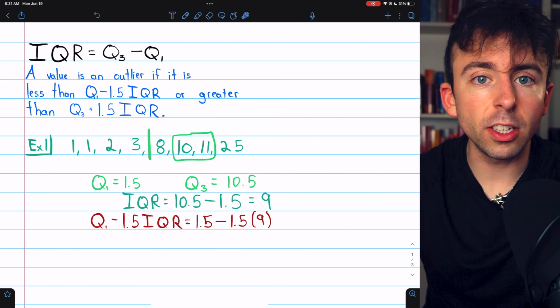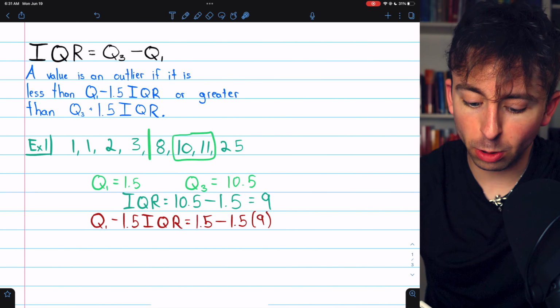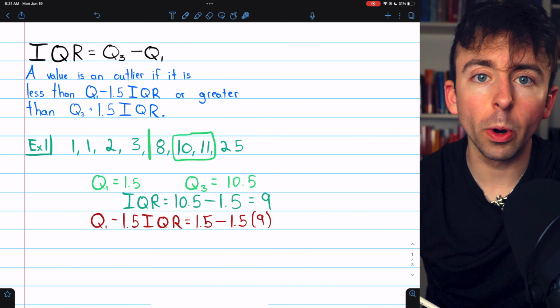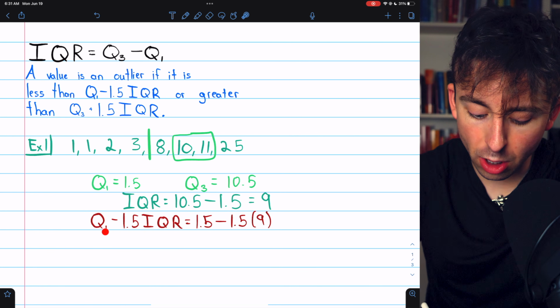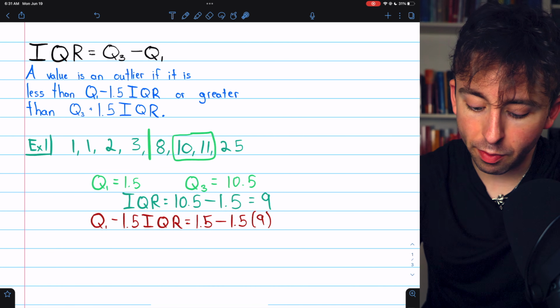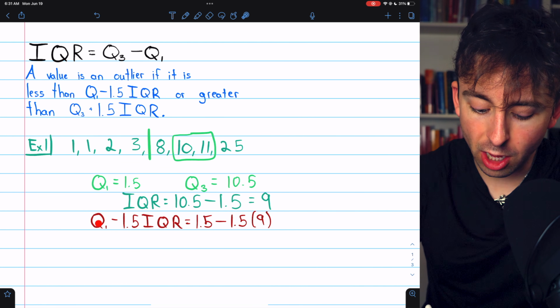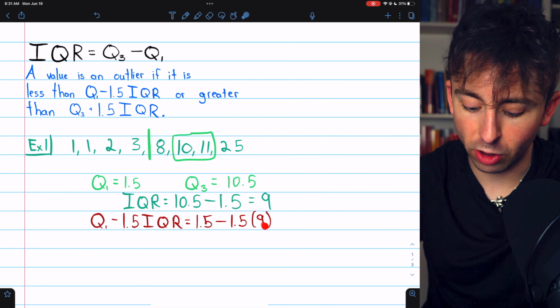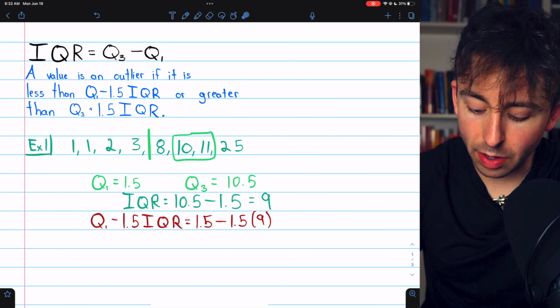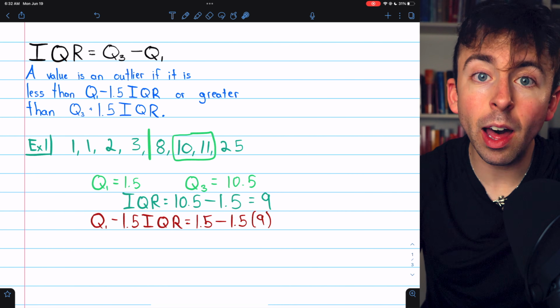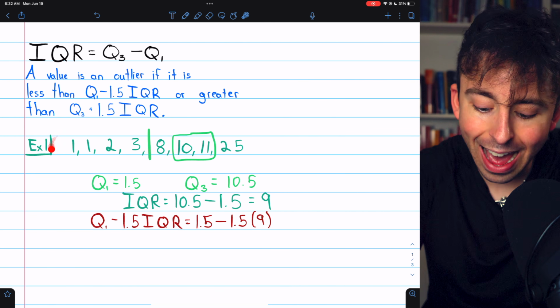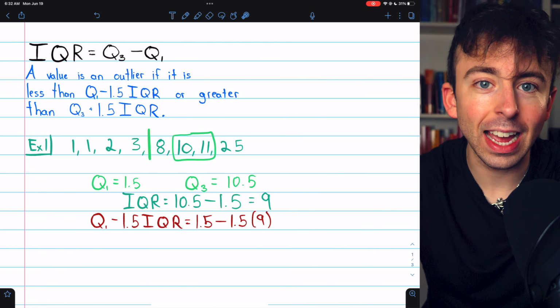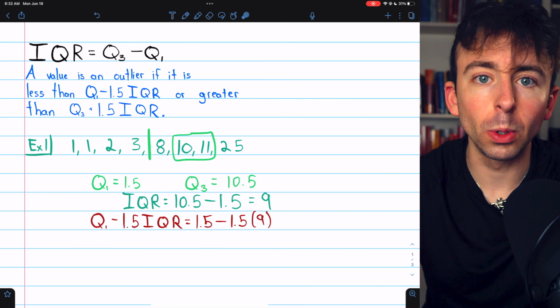And it's a breeze to use this to identify potential outliers. Looking for lower outliers, we'll do Q1 minus 1.5 times IQR. Q1 is 1.5, and we're subtracting 1.5 times the interquartile range, which is 9. We actually don't even have to calculate this. It's obviously negative, and we don't have any negative numbers in our data set, so there are no lower outliers.